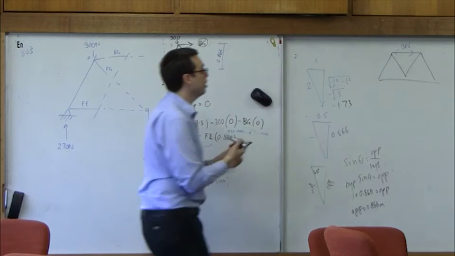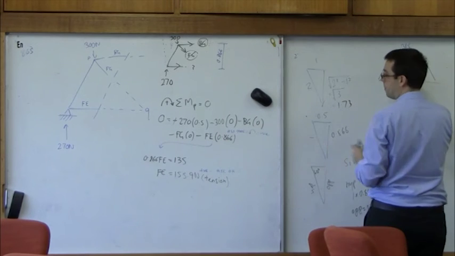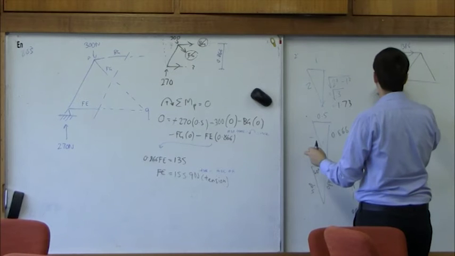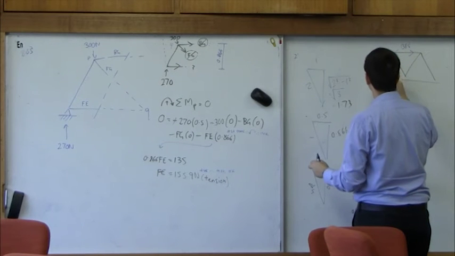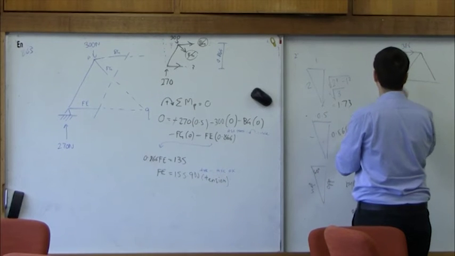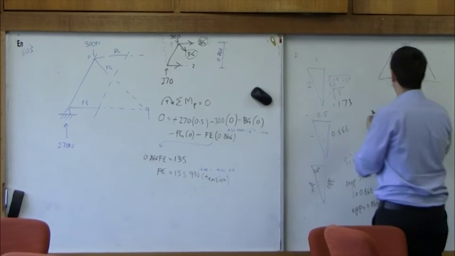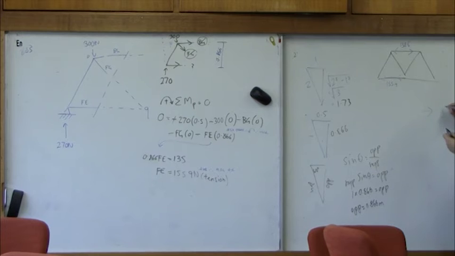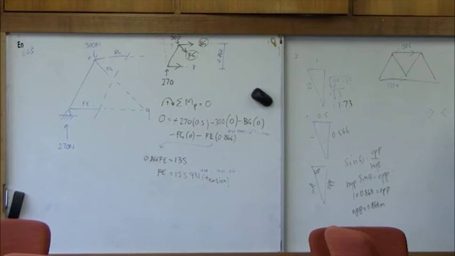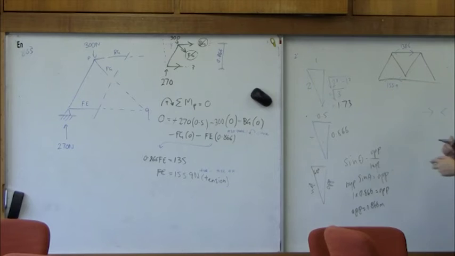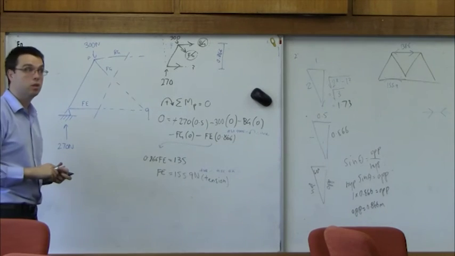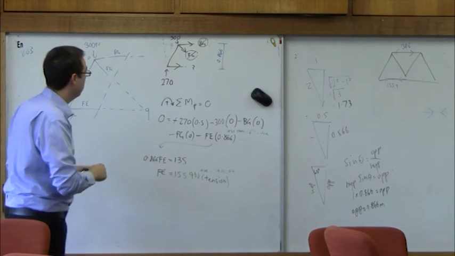Okay, so we put that on our diagram now. We've got this one here. 155.9. And in both cases, it's pulling out of the node. Now, this letter here, it looks like a tree in Japanese. Oh, it's a letter T, right? T is for tension. Okay, we happy with that? Yes. Great, thank you.